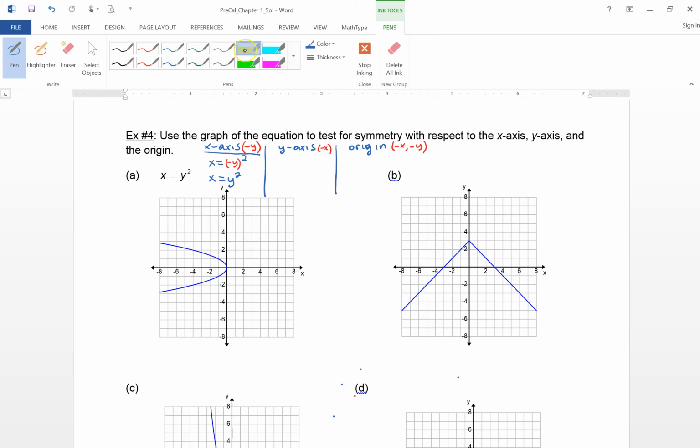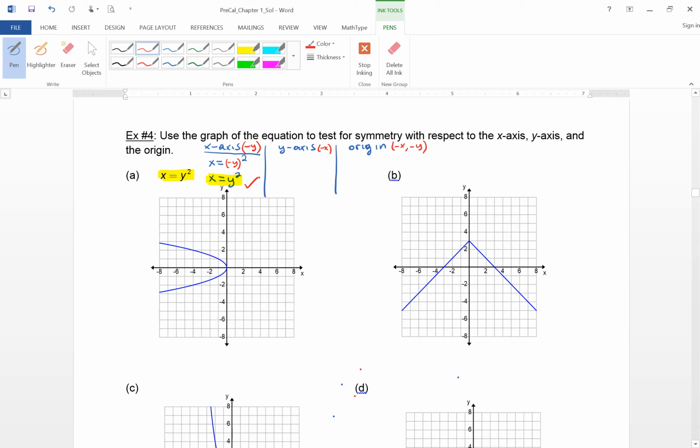Once you simplify, what do you notice? What you get is the original equation back. Because you got the original equation back, that means this is symmetric with respect to the x-axis. All right? So just put a check here. It's symmetric around the x-axis. Now I'm going to do the same thing for y.